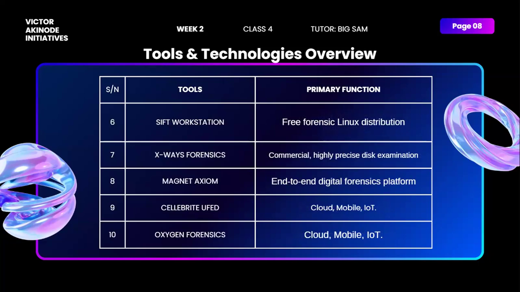Then we have the SIPS workstation, X-Ways Forensics, Magnet, Cellebrite, and Oxygen. And one thing I want you to know is we have a whole lot of tools, and the best forensic analyst is not the one that has every tool, but the one that knows the right tool to use at the right time.